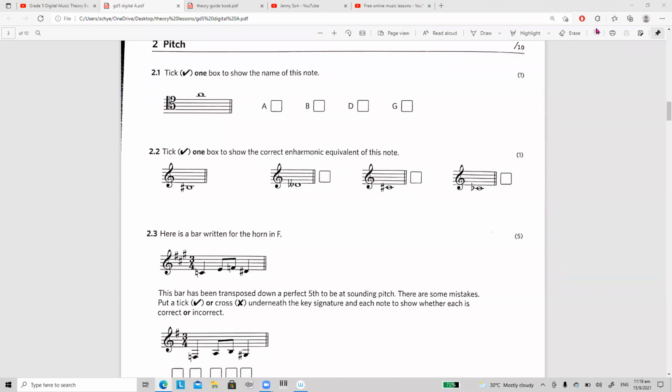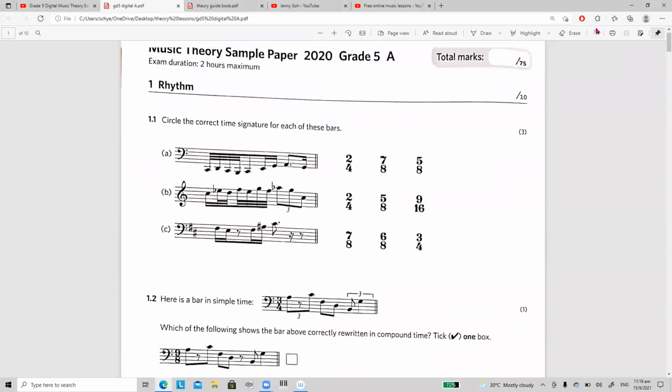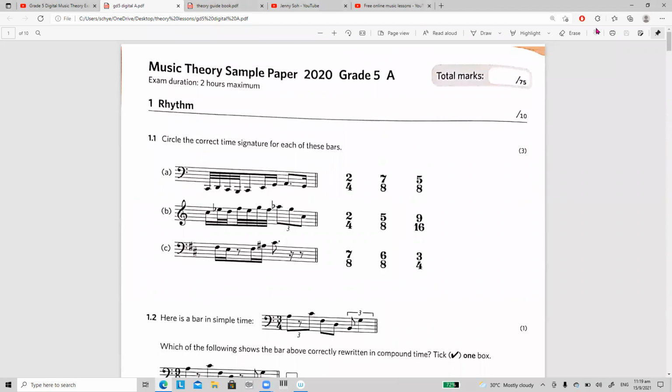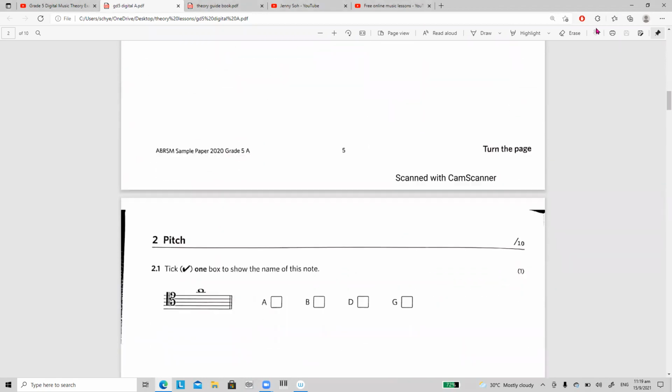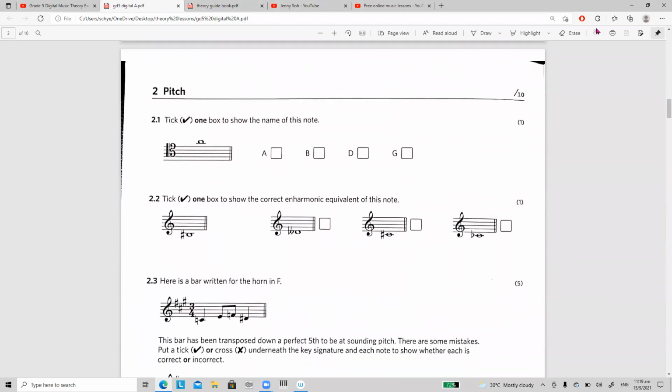Hello, welcome back to the next lesson about question 2 of the paper. This is the digital grade 5 paper A of 2020. Let's continue to look at question 2. Tick one box to show the name of this note.